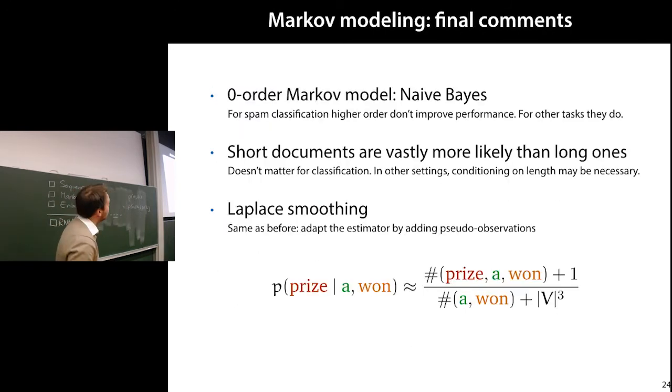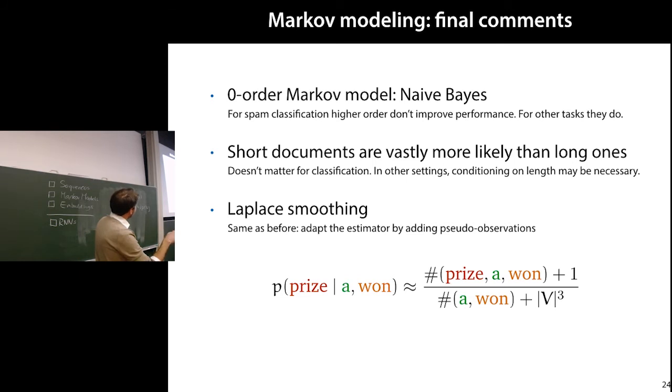A few final comments if you're actually going to do this, or if you actually think about applying this to something. Firstly, if you do a zero order Markov model, so you don't condition on anything, you just remove the conditional, you're basically doing naive Bayes. You're saying every word is independent. It's not quite naive Bayes as we've discussed it before, because there are some technical differences. If you work out how this feature extraction naive Bayes compares to this, it's very slightly different, but not in very meaningful ways.